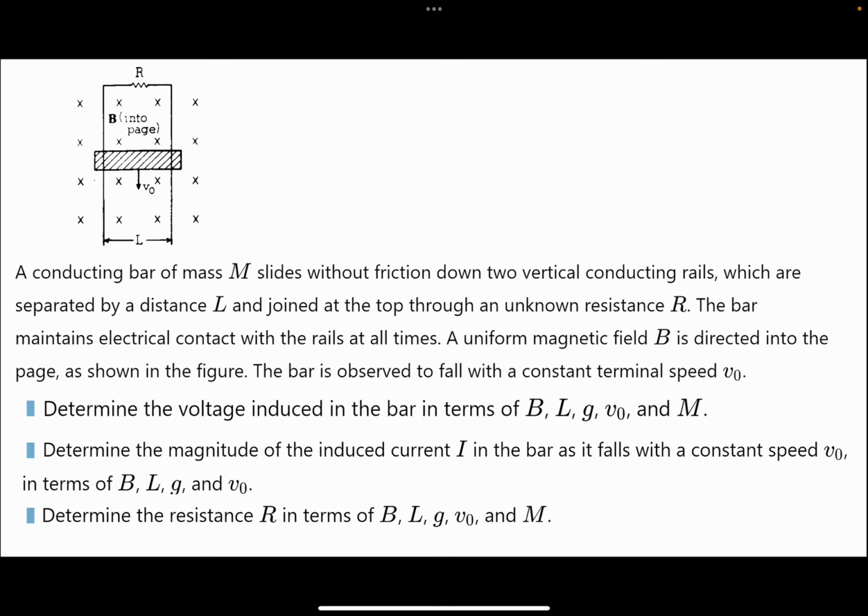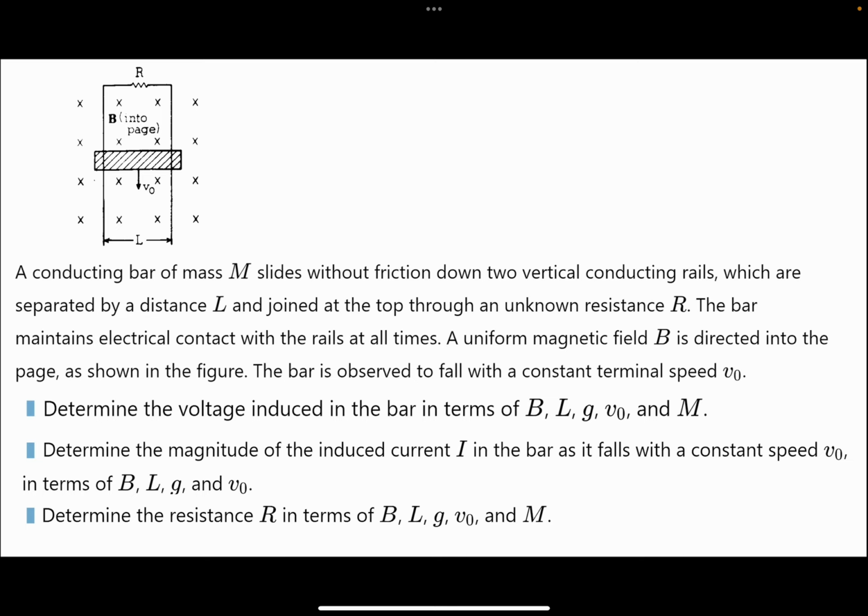And it has three parts the way I have it here, and we're going to be going over each of them one by one. So we're going to go over what the problem is. So the problem says that we have a conducting bar of mass m that slides without friction. It slides down on two vertical conducting rails, which are separated by a distance L and joined at the top through an unknown resistance R.